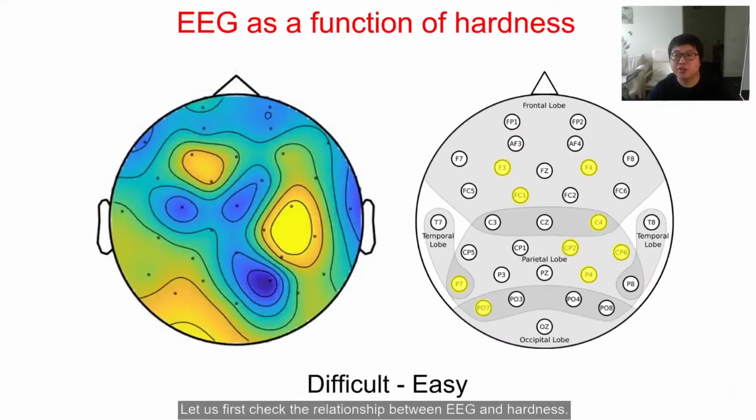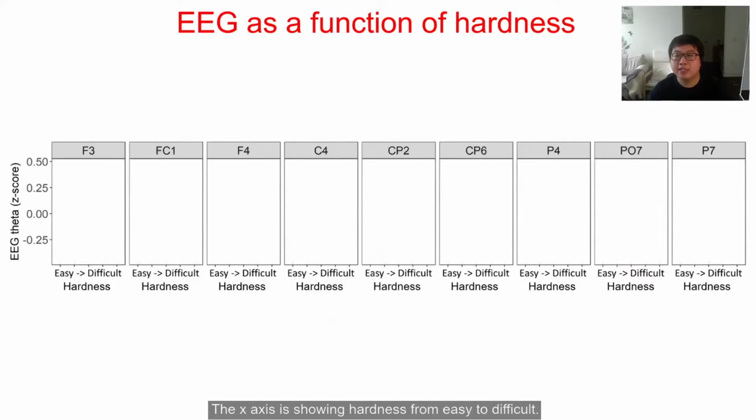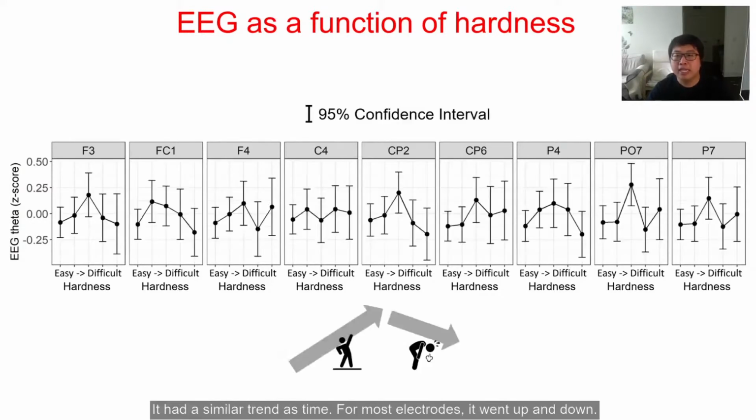Let us first check the relationship between EEG and the hardness. We choose the electrodes that we identified in our preliminary analysis. The x-axis is showing hardness from easy to difficult, and the y-axis shows the normalized EEG power. It had a similar trend as time. For most electrodes, it went up and down. We conjecture that it is because once the task becomes very difficult, participants switched off and no longer make the effort to find the right answer, so cognitive load decreased.